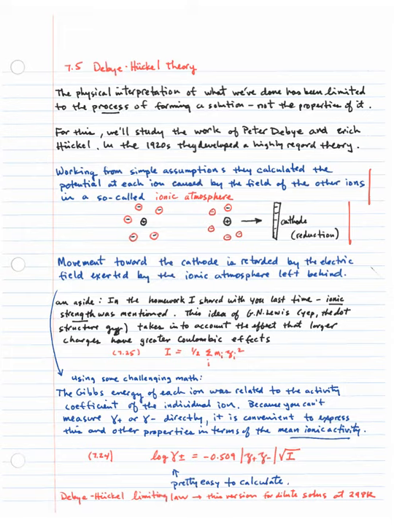Now I said in the homework I shared with you last time, ionic strength was mentioned. I didn't say at the time that that was developed by G.N. Lewis, Gilbert Lewis, the same person that invented Lewis dot structures. Ionic strength takes into account the effect that larger charges have greater Coulombic effects. And so you might remember that one of the homeworks used these equations, even though I didn't present this material to you.